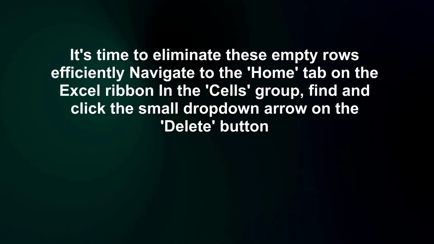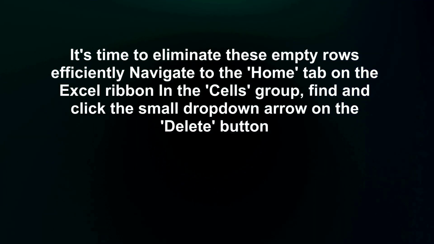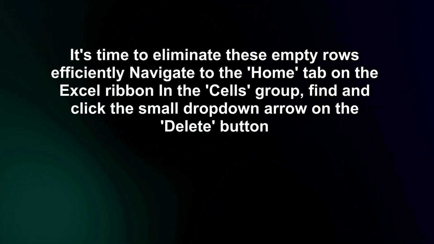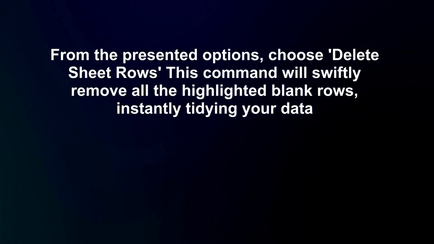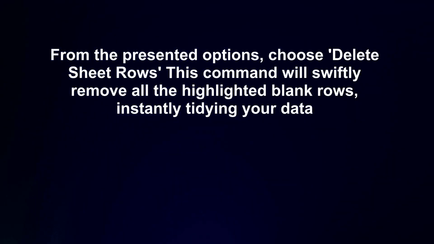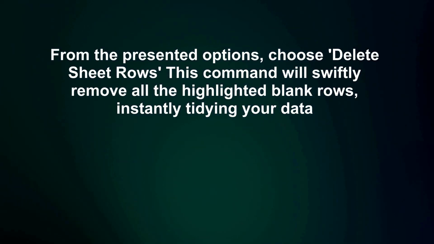Navigate to the Home tab on the Excel ribbon. In the Cells group, find and click the small drop-down arrow on the Delete button. From the presented options, choose Delete Sheet Rows. This command will swiftly remove all the highlighted blank rows, instantly tidying your data.